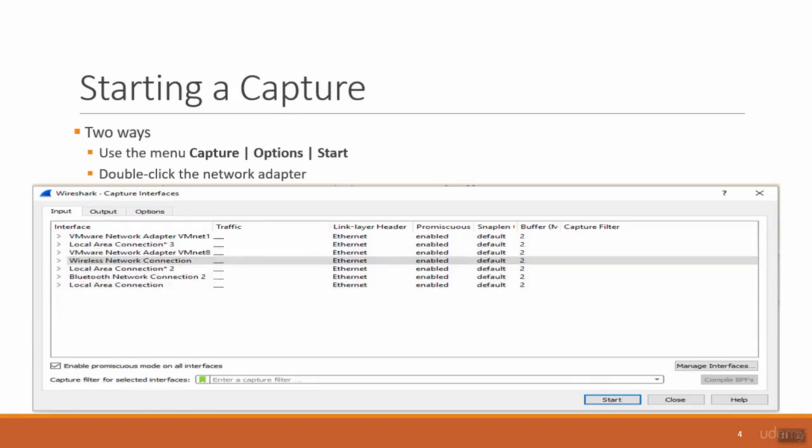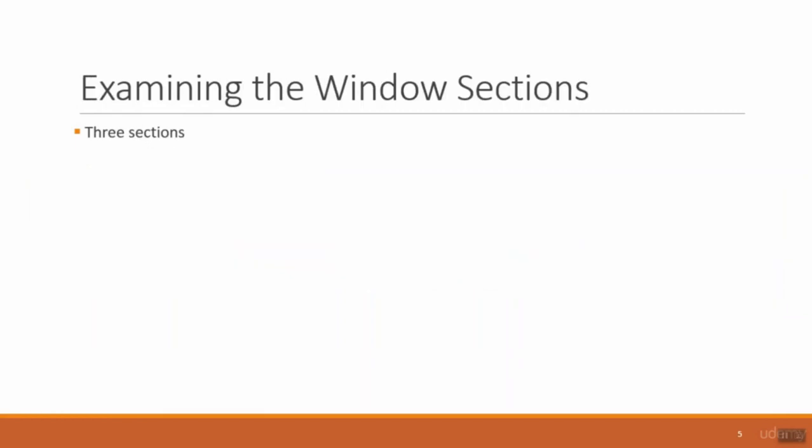And this is actually what comes up when you use capture, options, and start. As you see here, we have all our interfaces. I have the wireless network connection selected here. And what we do is we just click on start. Once we click on Start, we'll start capturing packets. Let's take a look at it.